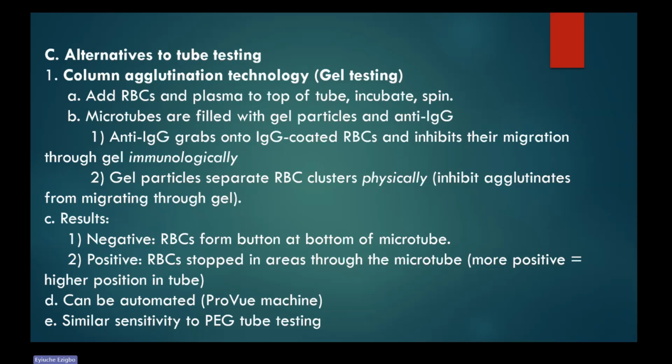If there is no agglutination, the red cells will move throughout the column down to the bottom of the gel. But if the reaction is positive, the red blood cells will stop in areas through the microtube, that is, up where the reaction has taken place. It can be automated, and it gives more accurate results than the tube method.